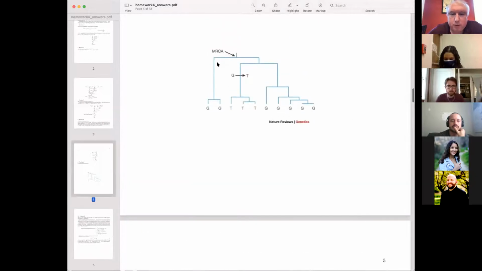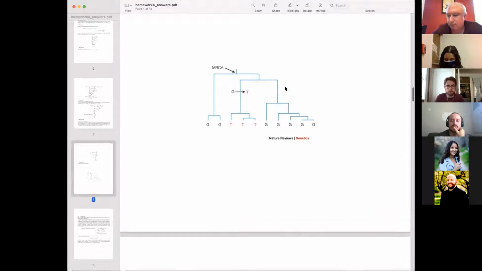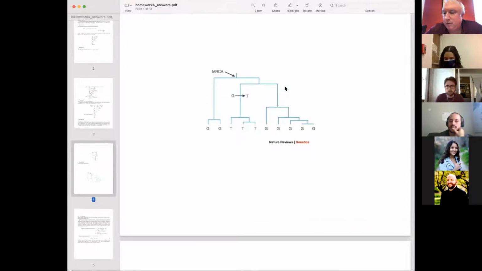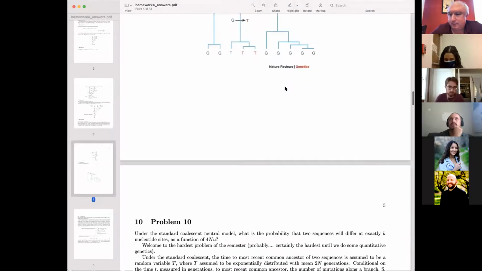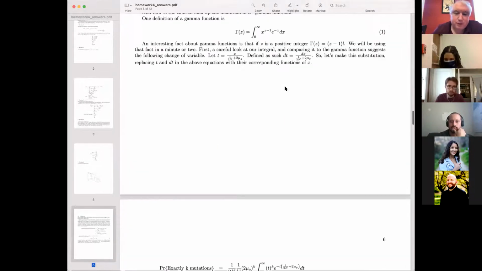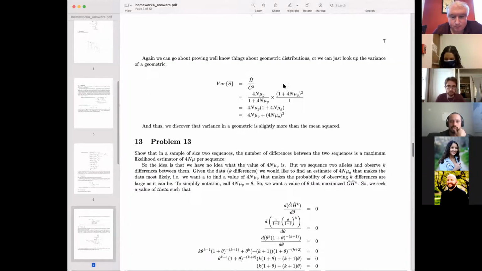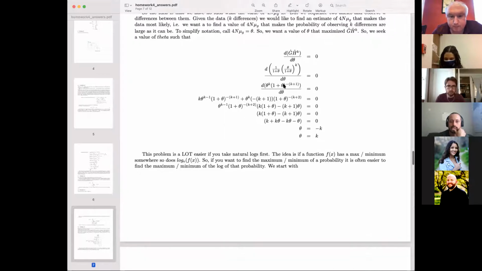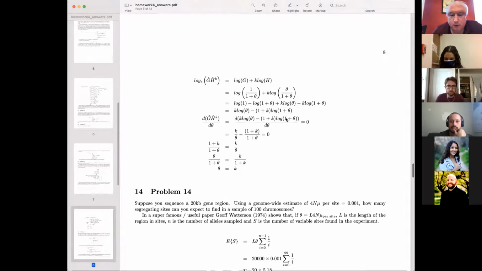So the expected number of events in this portion of the tree is theta over 1. In this portion of the tree, it's theta over 2. In this portion of the tree, it's theta over 3, and so forth, until you get to theta over n minus 1. That was sort of Jeff's original derivation. Other questions?